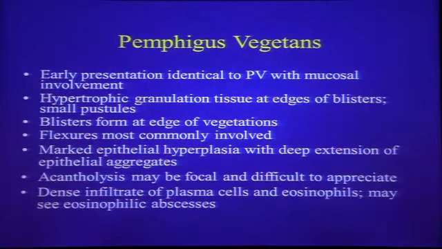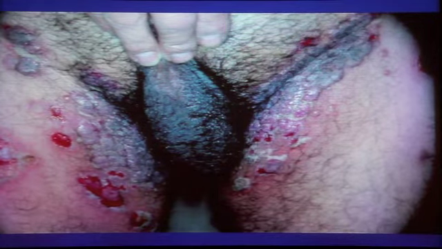Pemphigus vegetans, it's kind of like Pemphigus vulgaris, it just gets marked epidermal hyperplasia. So that's kind of the way to think about it. They get these verrucous crusted areas, usually at the angles of the mouth. He's got some inside his mouth, as you can see here. These very heaped up, crusted verrucous areas here in this groin.